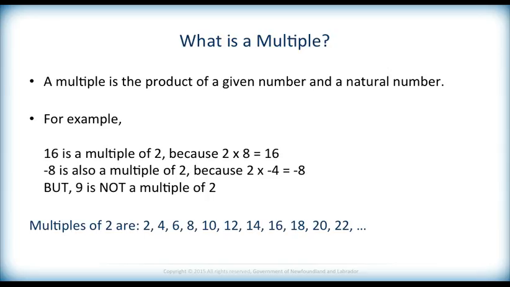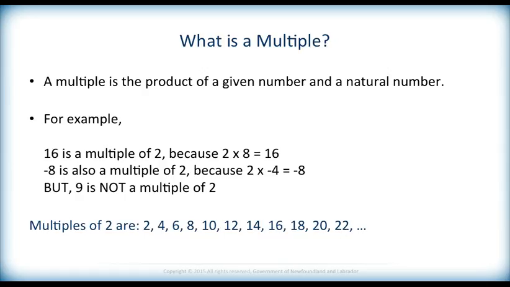Next, what is a multiple? A multiple is a product of a given number and a natural number. Unlike a factor, which uses divisibility rules, a multiple looks at two numbers that are multiplied together. For an example, 16 is a multiple of 2 because 2 times 8 is equal to 16. Negative 8 is also a multiple of 2 because 2 times negative 4 is equal to negative 8. In these cases, a number is being multiplied by 2 in order to get the resulting number.